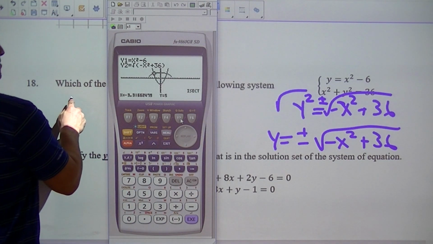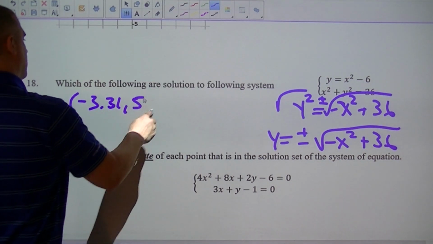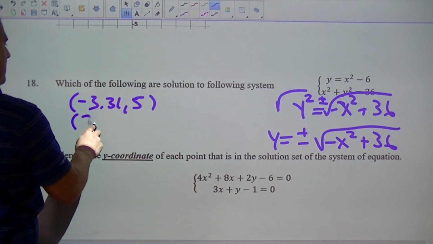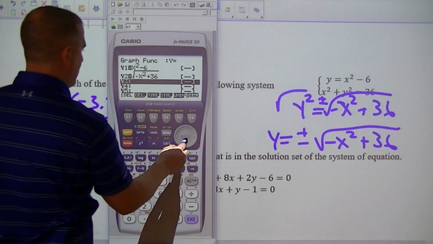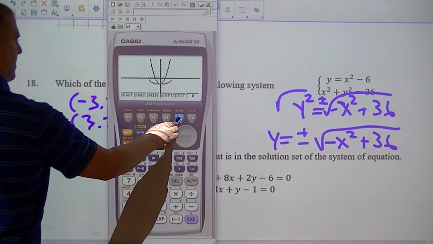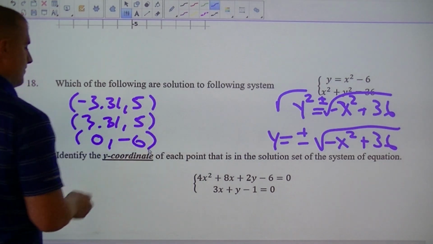Negative 3.31 and 5. If I hit over, 3.31 and 5. And then what I'm going to do now is I'm going to go and put a negative in front of that square root. And we get the bottom part of the circle. 0, negative 6. Okay?